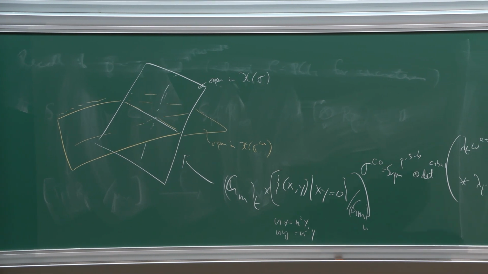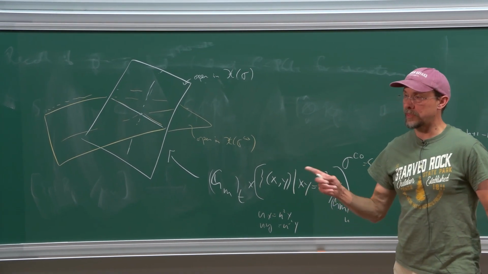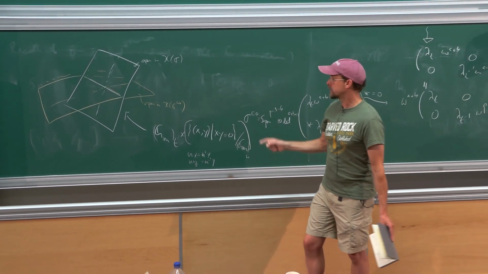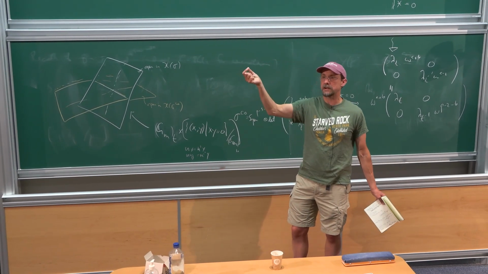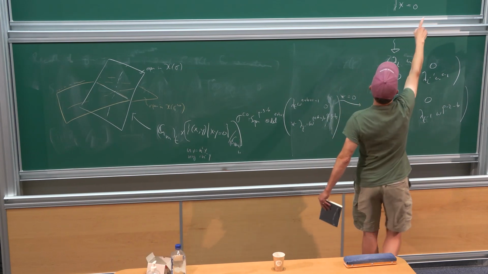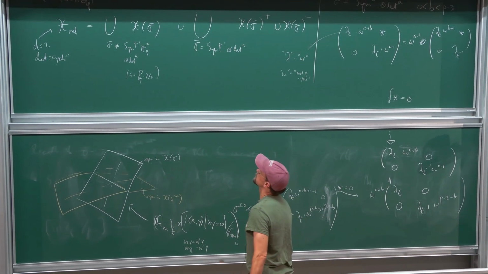And the weight 2 is coming about because this G_m is really the diagonal G_m in SL2, and the star is really the upper triangular star in SL2, and that's how G_m acts. One is upper triangular and one is lower triangular, so you get a 2 and a -2.